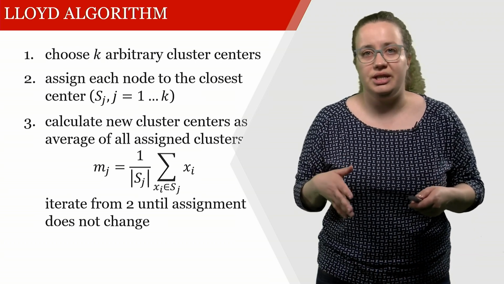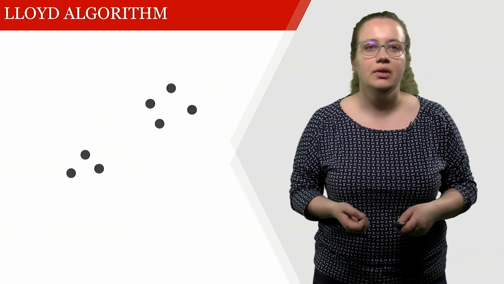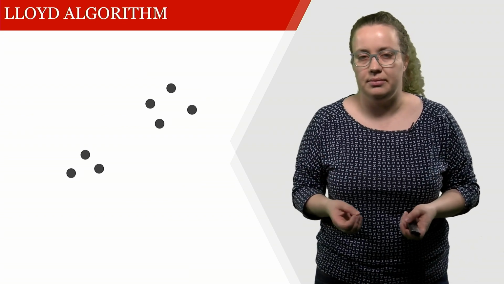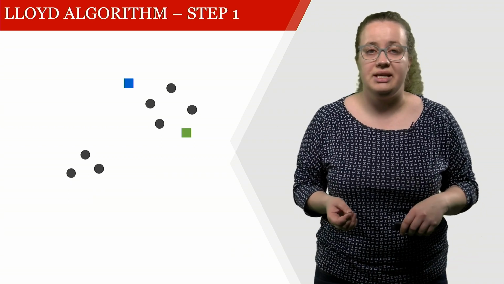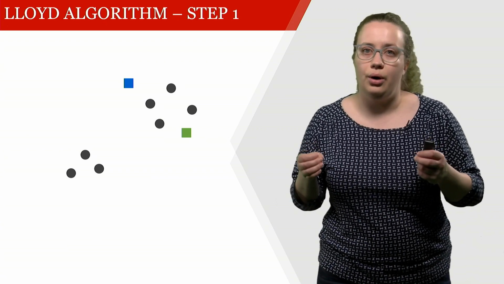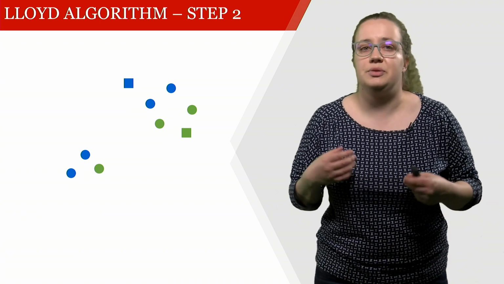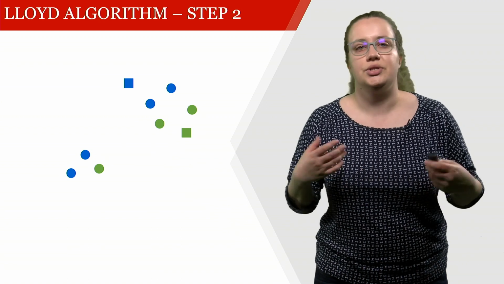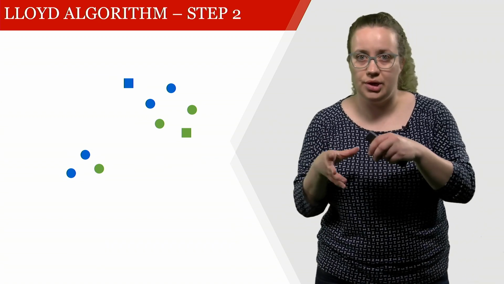So let's look into an example that makes it a little bit more approachable. Let's just say these are actually the data points that we're having. And now we're just placing two arbitrary cluster centers, here and there. Now we're assigning all the nodes to the closest cluster center in step 2. So this makes those up here blue and those down here green. So now in the next step, we calculate the average location in there.